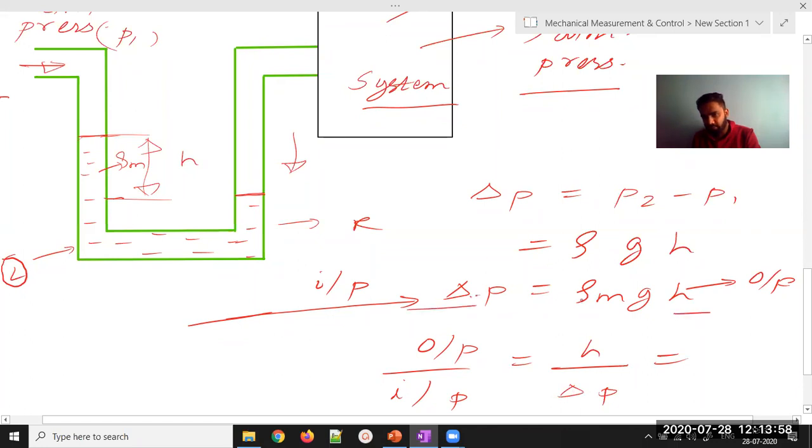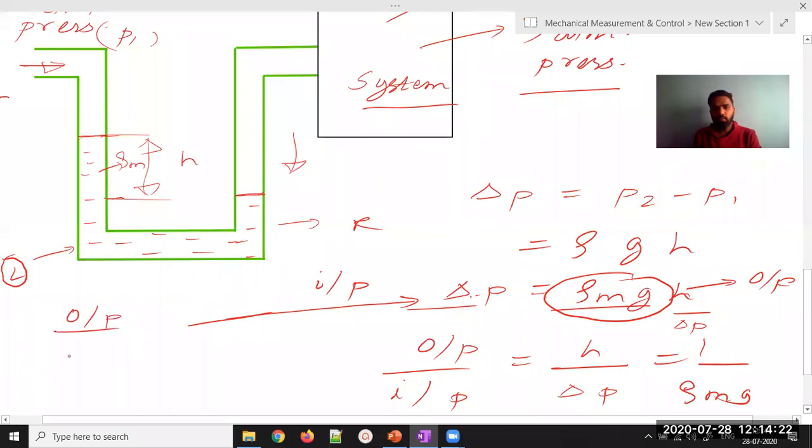This value should be put on the left hand side. So what I'll get is output upon input is equal to rho m into G. I hope everyone is getting what I'm trying to explain. So from this expression, output upon input is equal to 1 upon rho m into G.